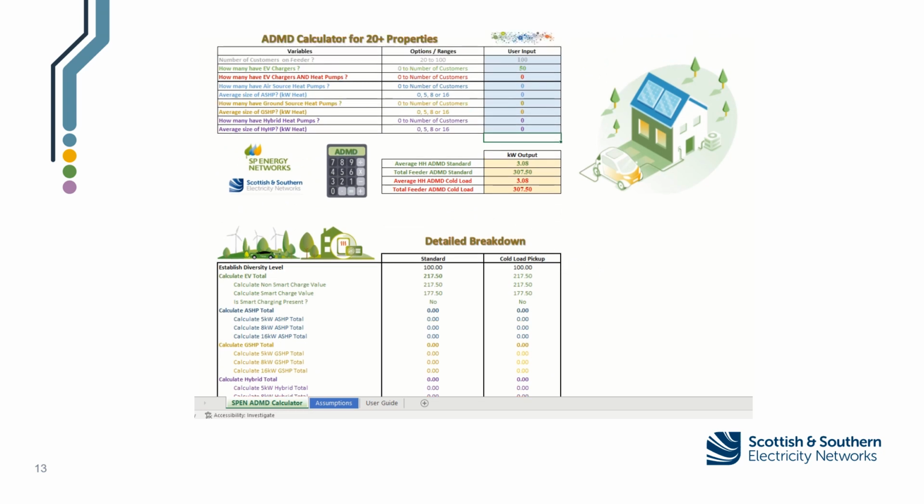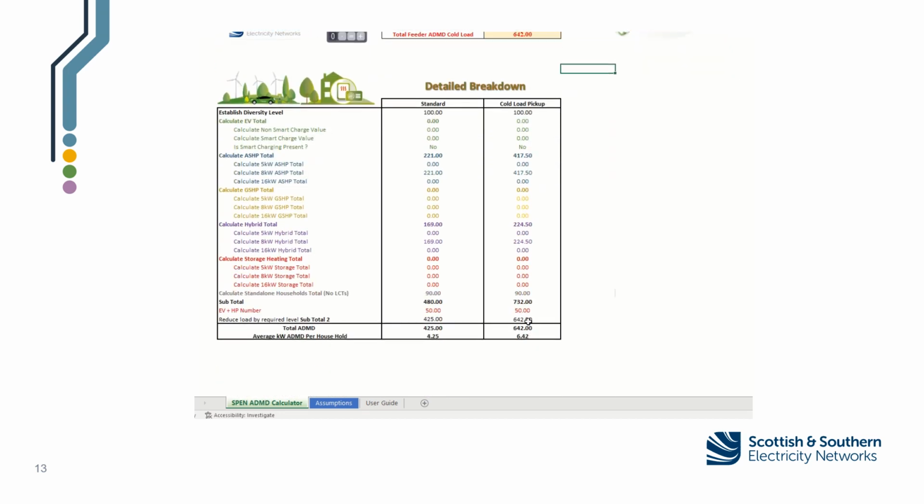So it is straightforward to use. Just ask a series of questions at the top as far as different variables. And in the case we're looking at there, initially how many had EV chargers. You can use it to have EV chargers and heat pumps and any combination in between. So for a housing estate with 50 heat pump only properties and 50 with both heat pumps and EV chargers, with 50% being air source heat pumps and 50% being hybrid, this would give a standard ADMD of 425 kVA and a cold start of 642 kVA.